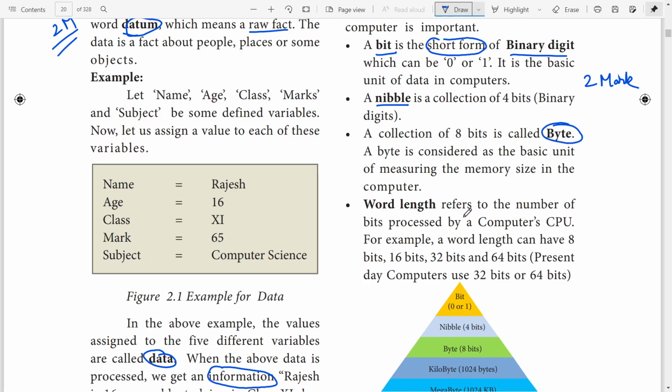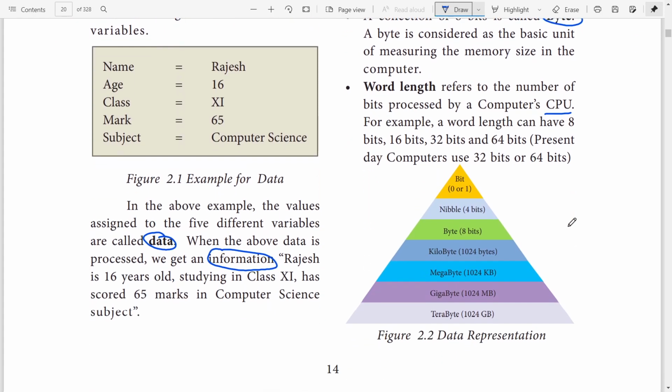Word length refers to the number of bits processed by the computer's CPU. For example, a word length can have 8 bits: 8, 16, 32, 64. These are also powers of 2.